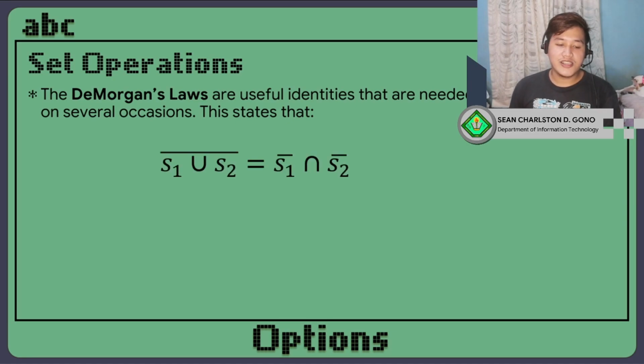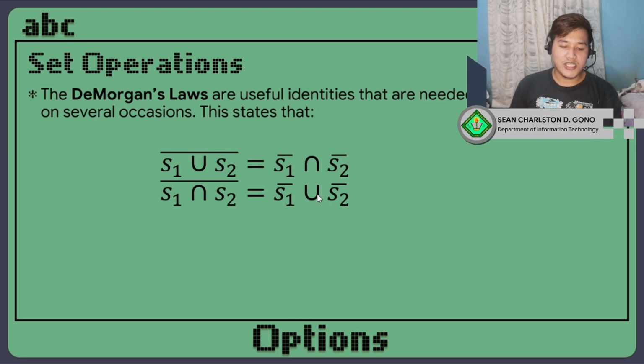The first rule in De Morgan's law is this. The complement of set 1 union set 2 is actually equal to the complement of set 1 intersect the complement of set 2. Because the complement of union is intersect. So instead of complementing union itself, just use intersect. The same thing can be done like this. The complement of set 1 intersect set 2 is equal to the complement of set 1 union the complement of set 2.